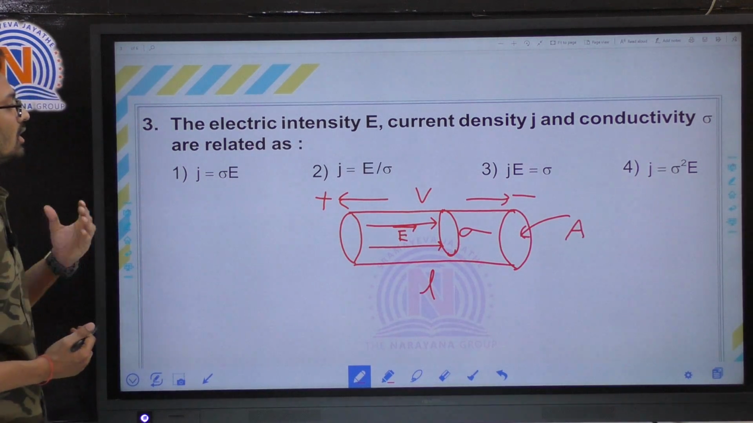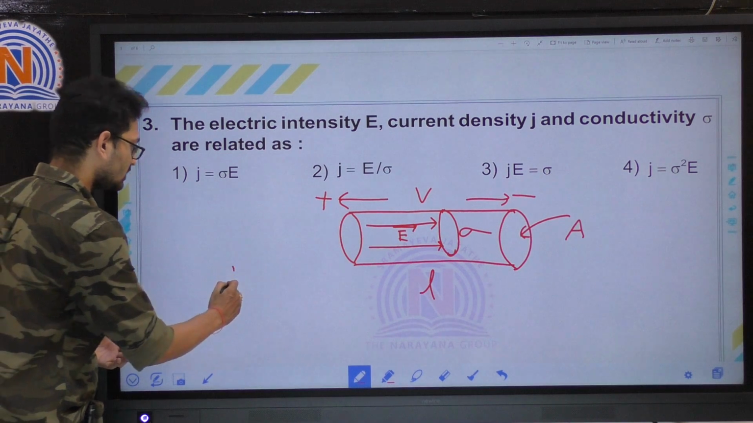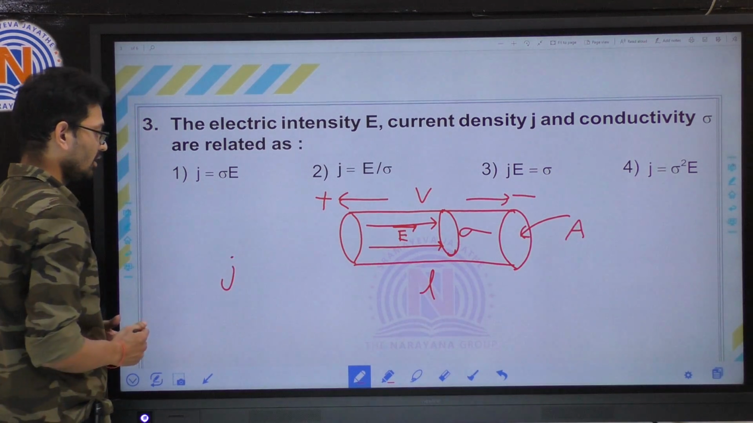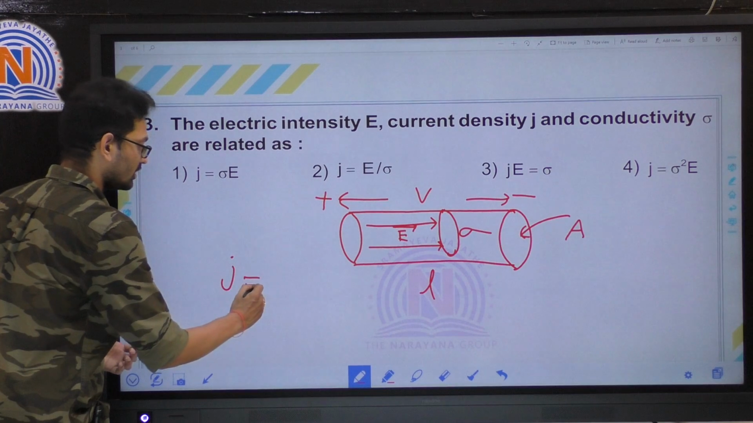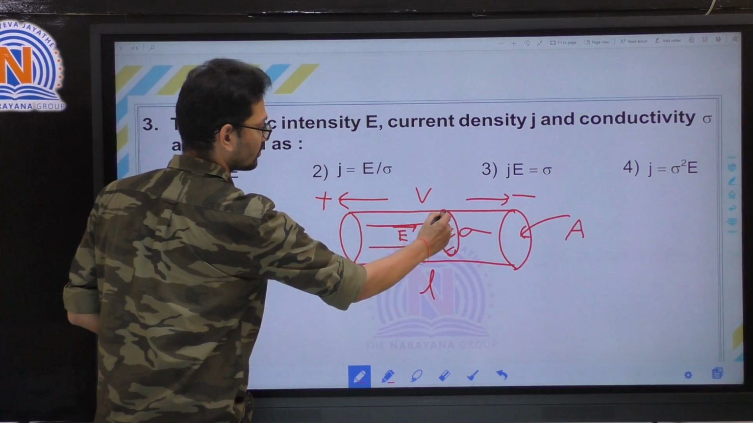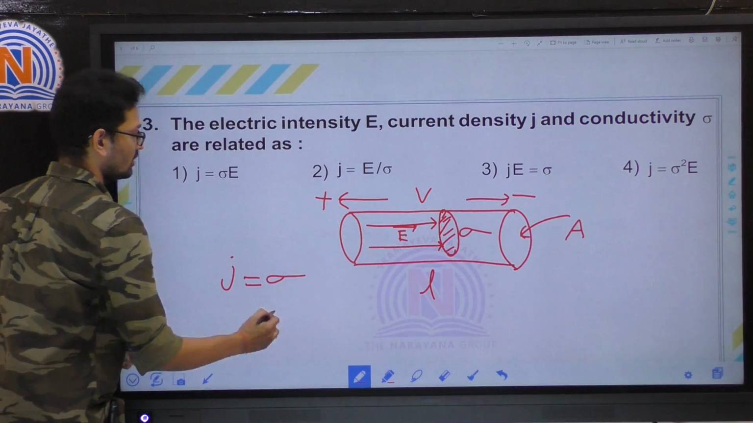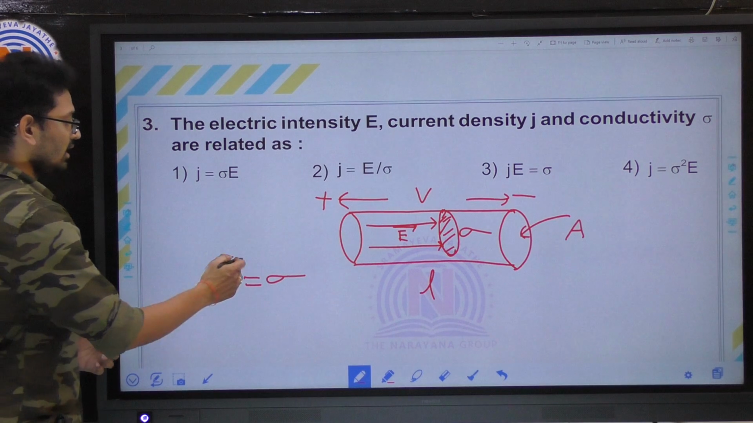Here the current density is denoted with J. This J is equal to the density of the current at this particular area, the density of the conductor, times the electric field.